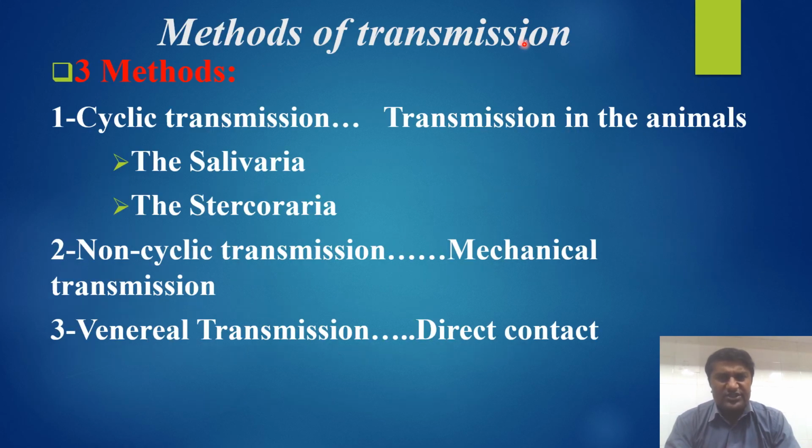Method of transmission. There are three methods of transmission. One is the cyclic transmission, the transmission in the animals. There are two groups: the salivarian group and the stercorarian group. The second one is the non-cyclic transmission, that is the mechanical transmission. And the third one is the venereal transmission, which is direct contact transmission.